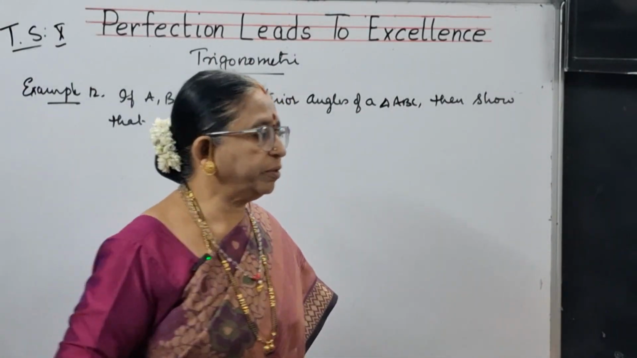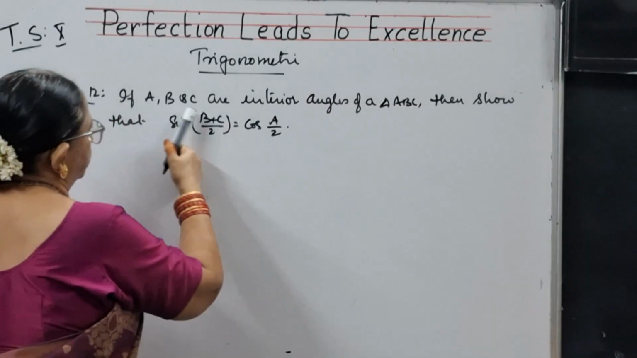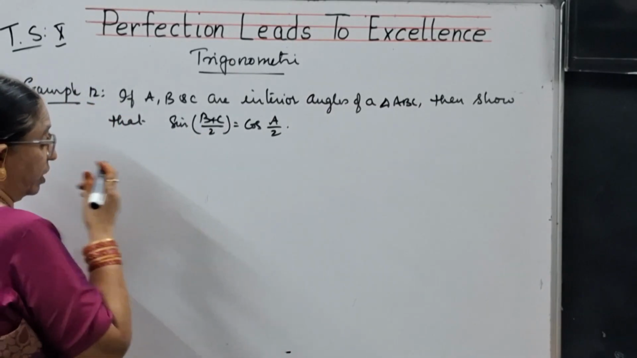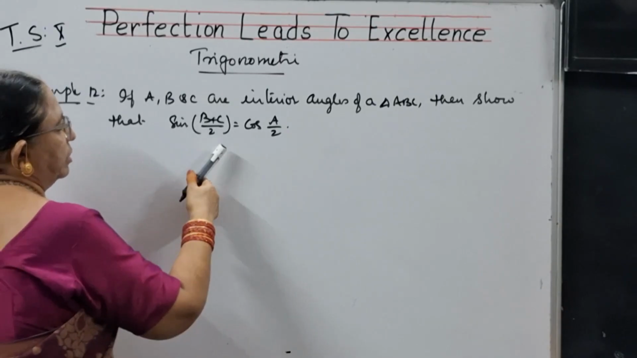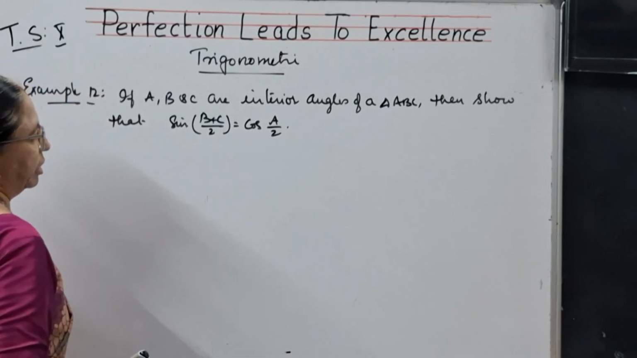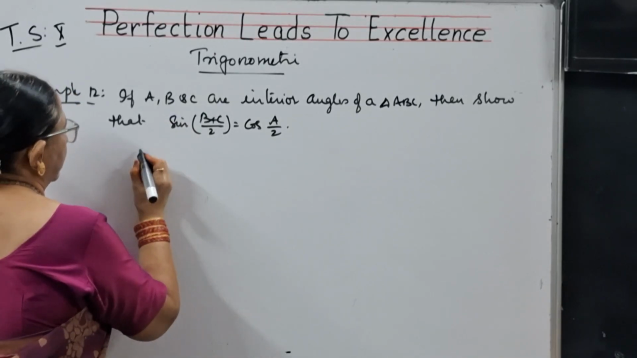Now the next example, children, example 12. What does this say? If A, B, C are interior angles of triangle ABC, then show that sine of (B plus C) by 2 is equal to cos A by 2. A, B, C are interior angles of triangle ABC.